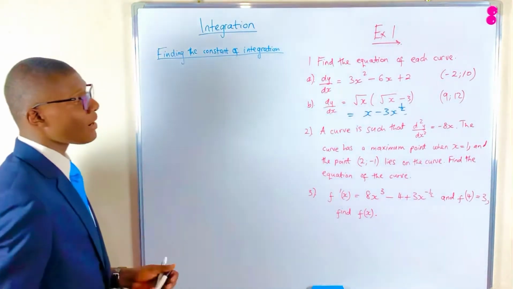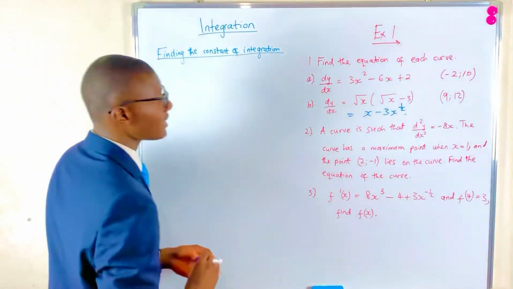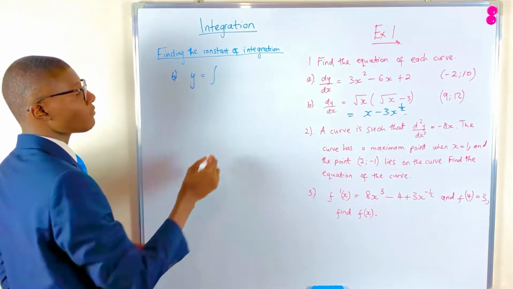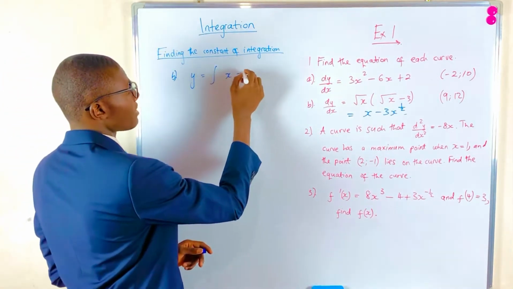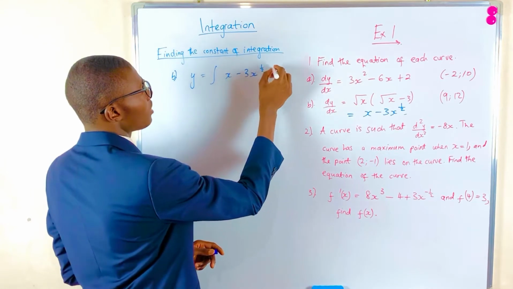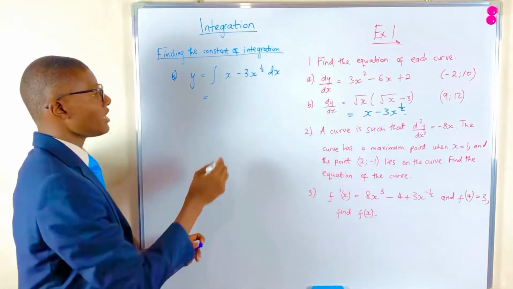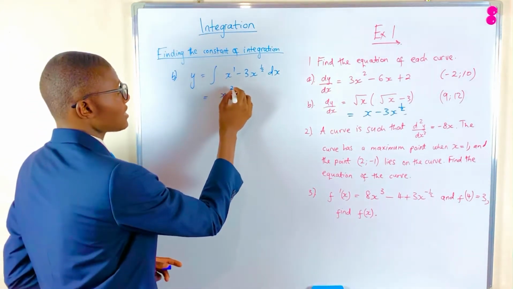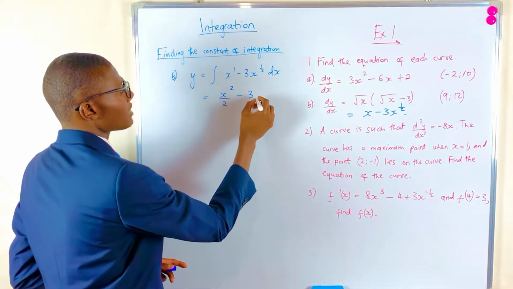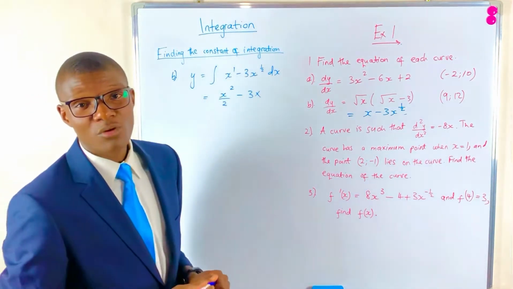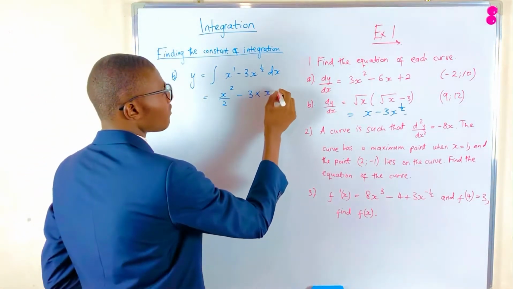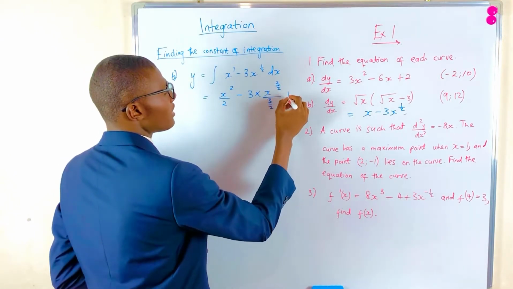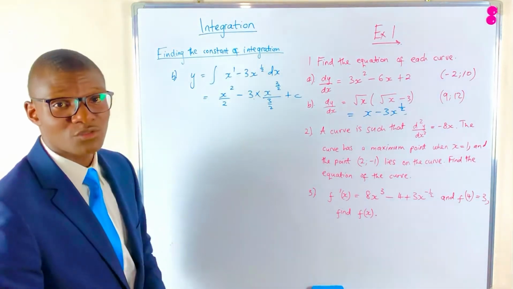Okay, so now for part B, we are saying that to get the equation, y would be the integral of the gradient function x minus 3x to the power of half with respect to x. Then if we integrate x to the power of 1, we get x squared over 2, minus 3 times the integral of x to the power of half. This will be x to the power of half plus 1 to give us a 3 over 2, over 3 over 2. Then plus c being the constant of integration.